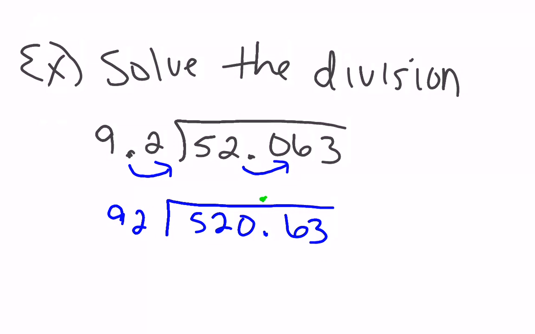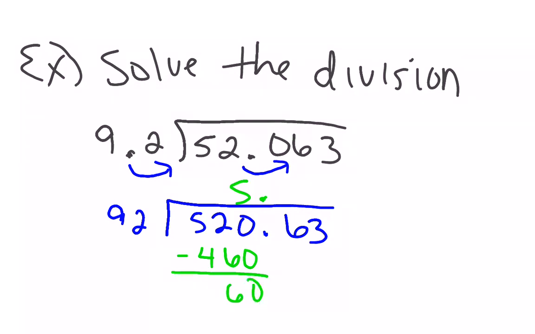And now we divide. So we have to figure out 92 into 5 doesn't go. 92 into 52 doesn't go. How many times does 92 go into 520? In this case, you might use your calculator to help you out, or just be able to see how many times it goes in. We're going to try 5 here. And so then we have to multiply. 5 times 92 gives us 460. And then we subtract. So 520 minus 460 gives us 60.